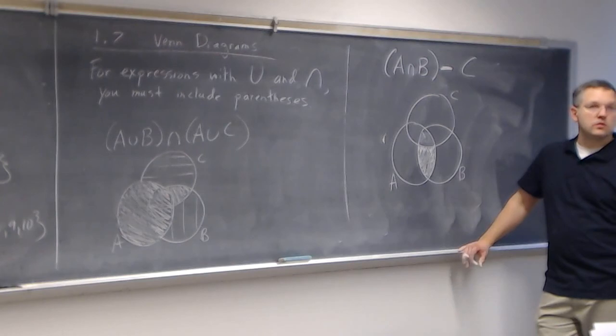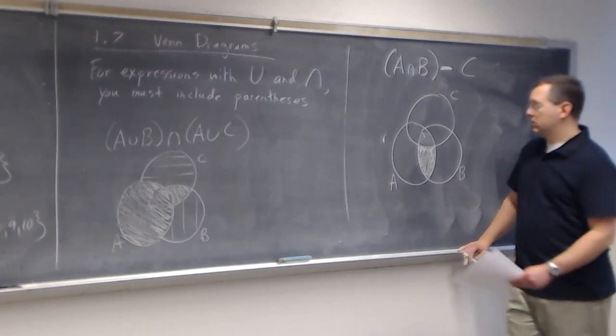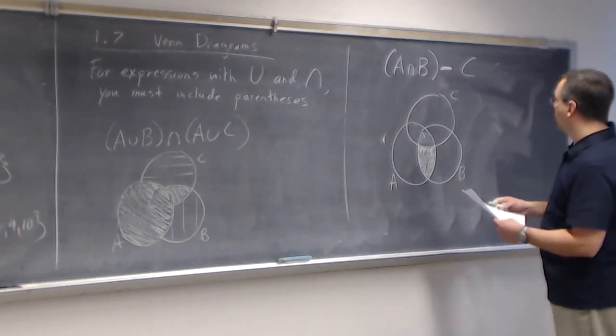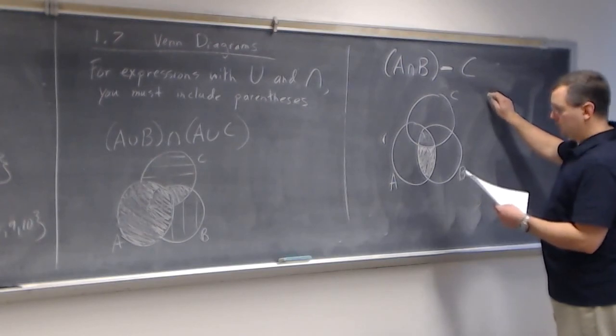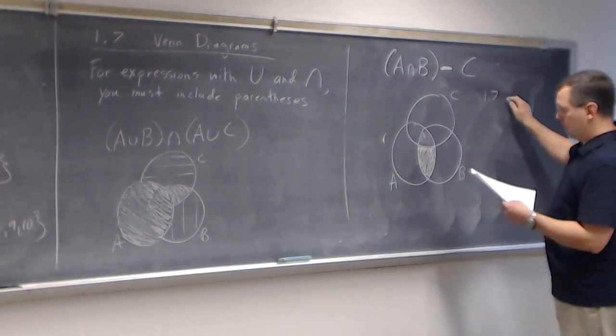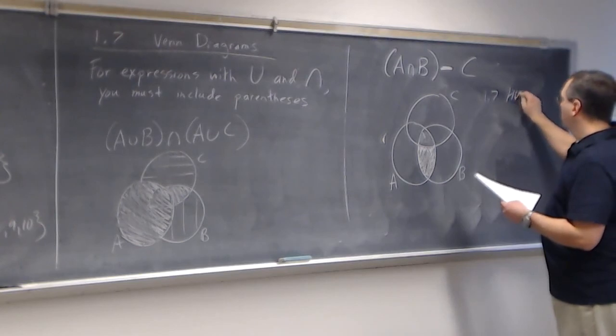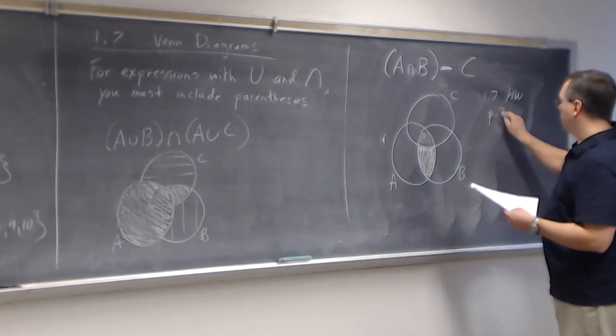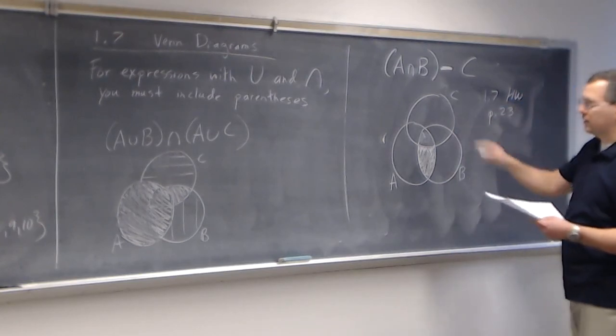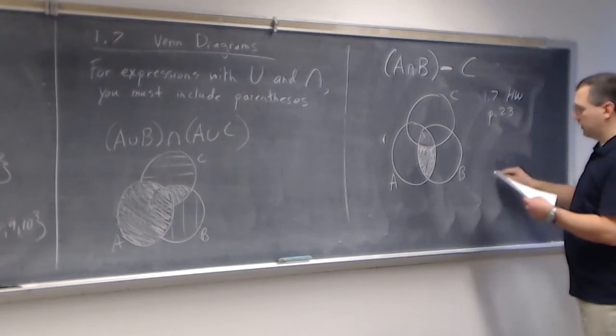Any questions? Okay. Well, that wraps up all I wanted to do today. So this was from 1.7. So 1.7 homework, page 23. Kind of similar to these problems, you're going to be drawing Venn diagrams.